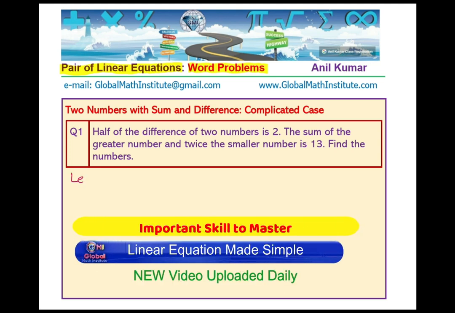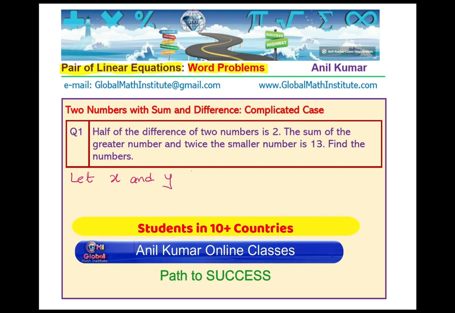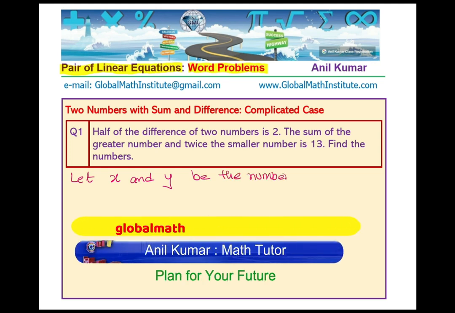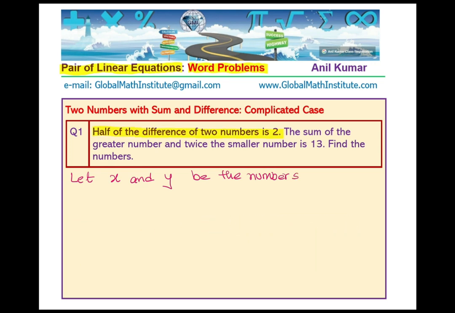So let x and y be the numbers. Now read the sentence again. Half of the difference of two numbers. So we are assuming x to be greater than y. Then we'll write half of x minus y, so that becomes the difference of two numbers is 2. Very tricky equation, right? Half of the difference of two numbers is 2.